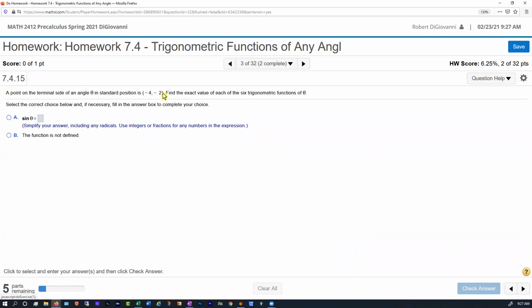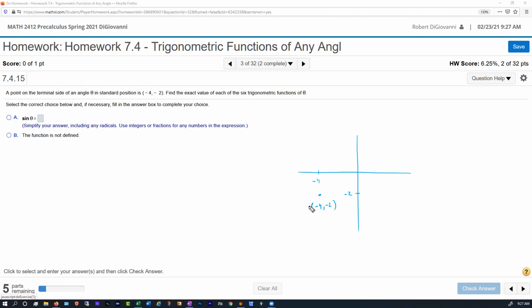All right, this problem is almost exactly the same. I really don't know if I want to go through every single one of these 32 problems. This is going to be -4, -2. So that's your point, -4, -2.